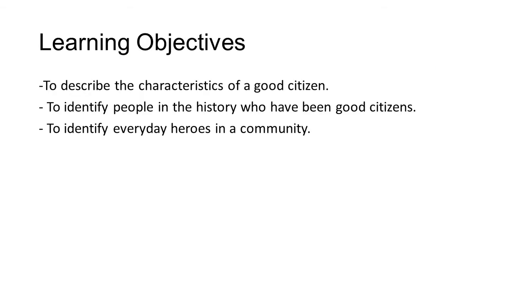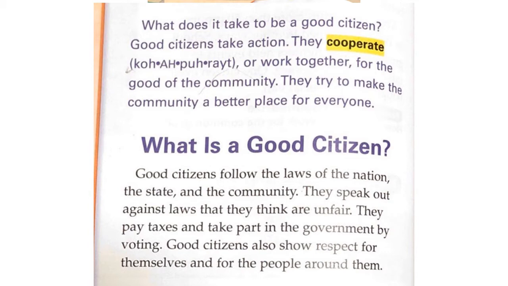So grade 3, today's learning objectives are: first, you'll be able to describe characteristics of a good citizen. Then you'll be able to identify some very famous people in history that have proven to be great citizens. And at the end, you're going to identify everyday heroes in a community. So let's begin reading. Great.